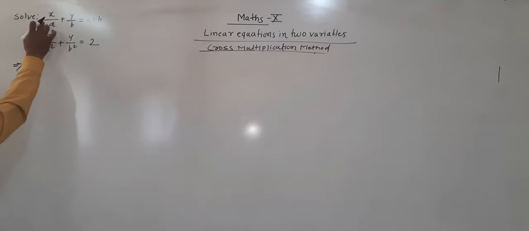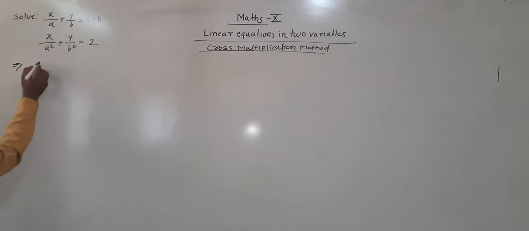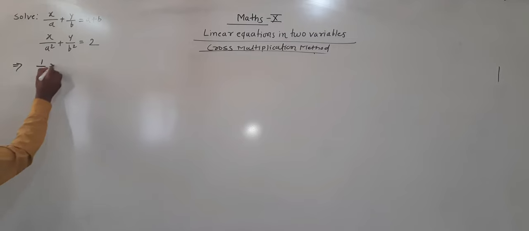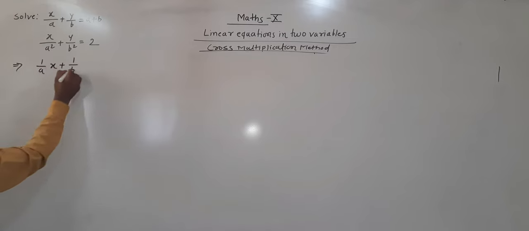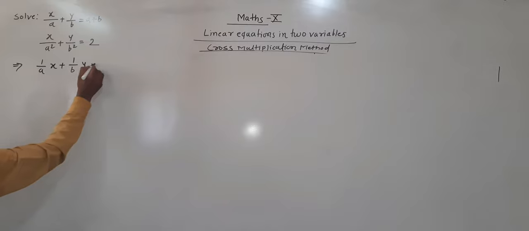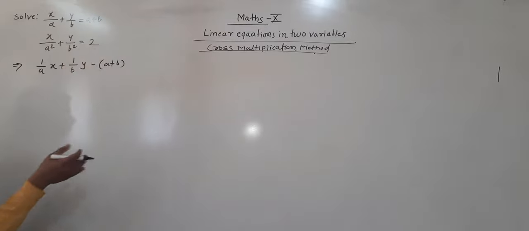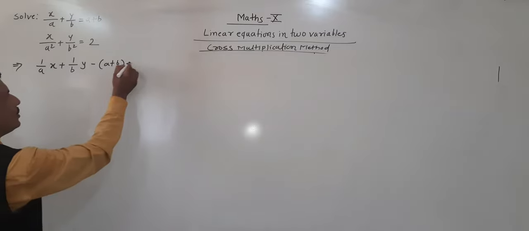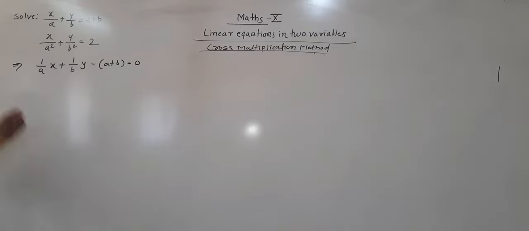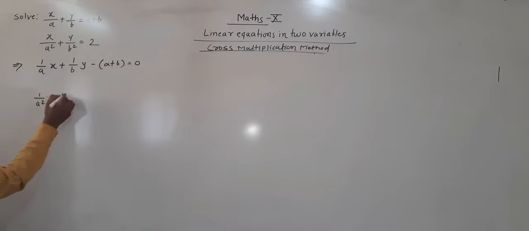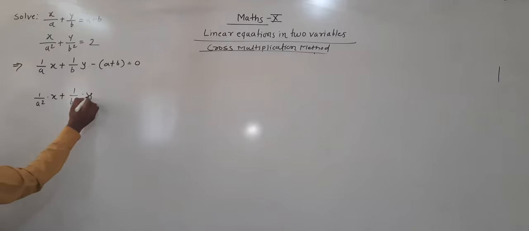First equation, we can write x upon a as 1 upon a into x plus 1 upon b into y minus (a plus b). This RHS constant term we need to take to the LHS, is equal to 0. Now the second one, x upon a square, we can write as 1 upon a square into x plus 1 upon b square into y minus 2 is equal to 0.